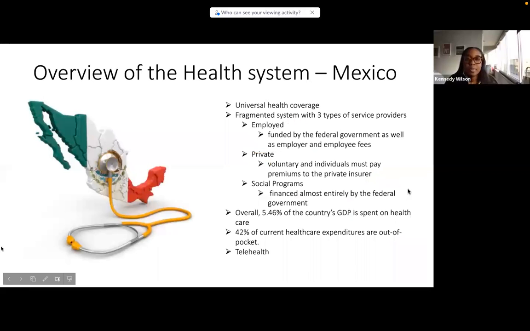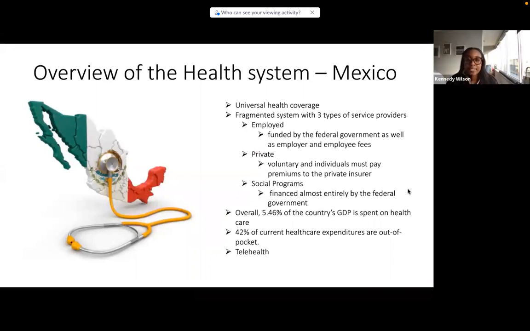An overview of the health system in Mexico. So Mexico does have universal coverage, but it is comprised of a healthcare system that's fragmented, characterized by three major types of insurance. So the first is for the employed population. So this is funded by the federal government, then employers and employees pay a fee. And then second, we have a private sector tier, which is voluntary, of course, and individuals pay premiums, much like they do in the US for private insurance. And then lastly, we have social programs, which are financed by the government.